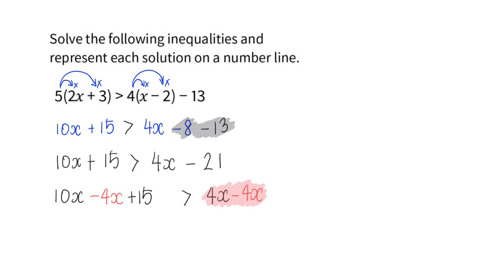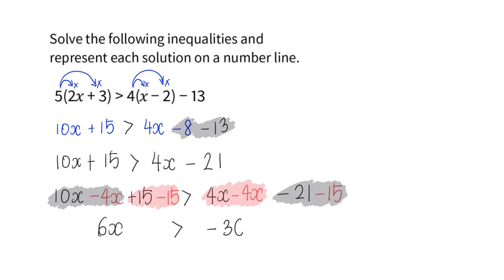I still have a plus 15 here. What do you think we should do to get rid of this 15? Yes, I'm going to minus 15 so that this one will be equals to 0. So I still have my negative 21 here. I just need to minus 15. And what's the outcome? 10x minus 4x, 6x, bigger than negative 21 minus 15, negative 36.